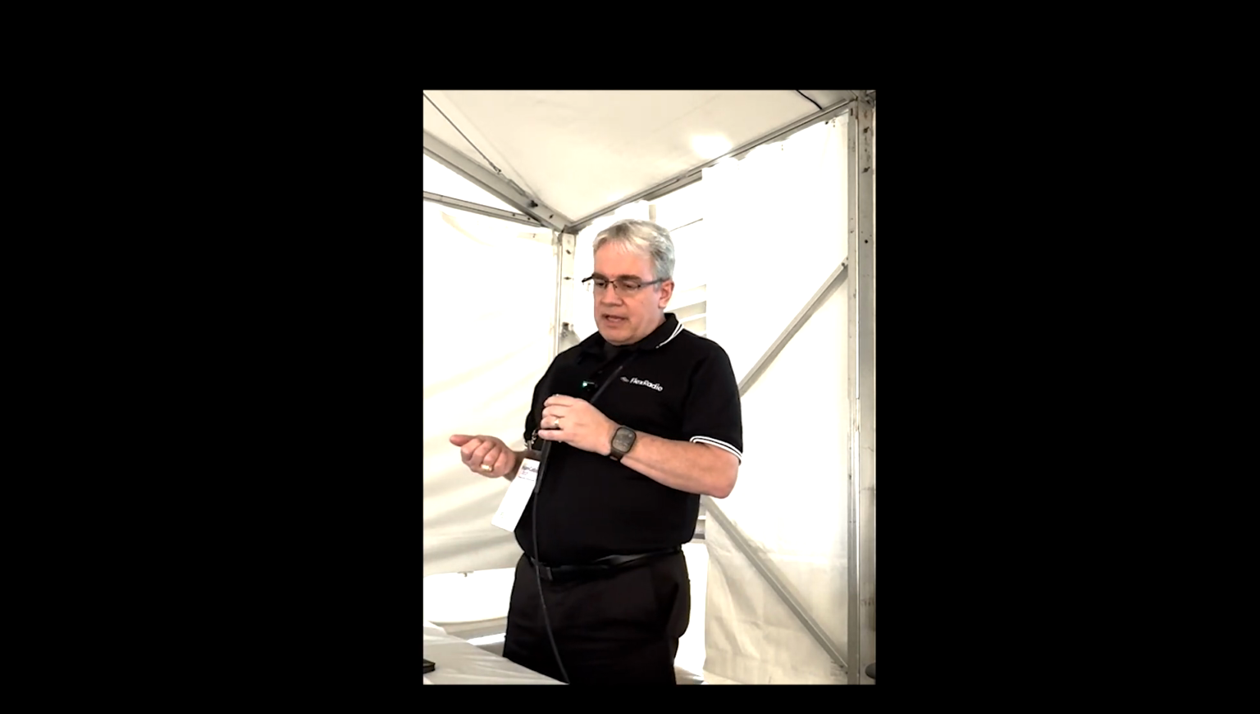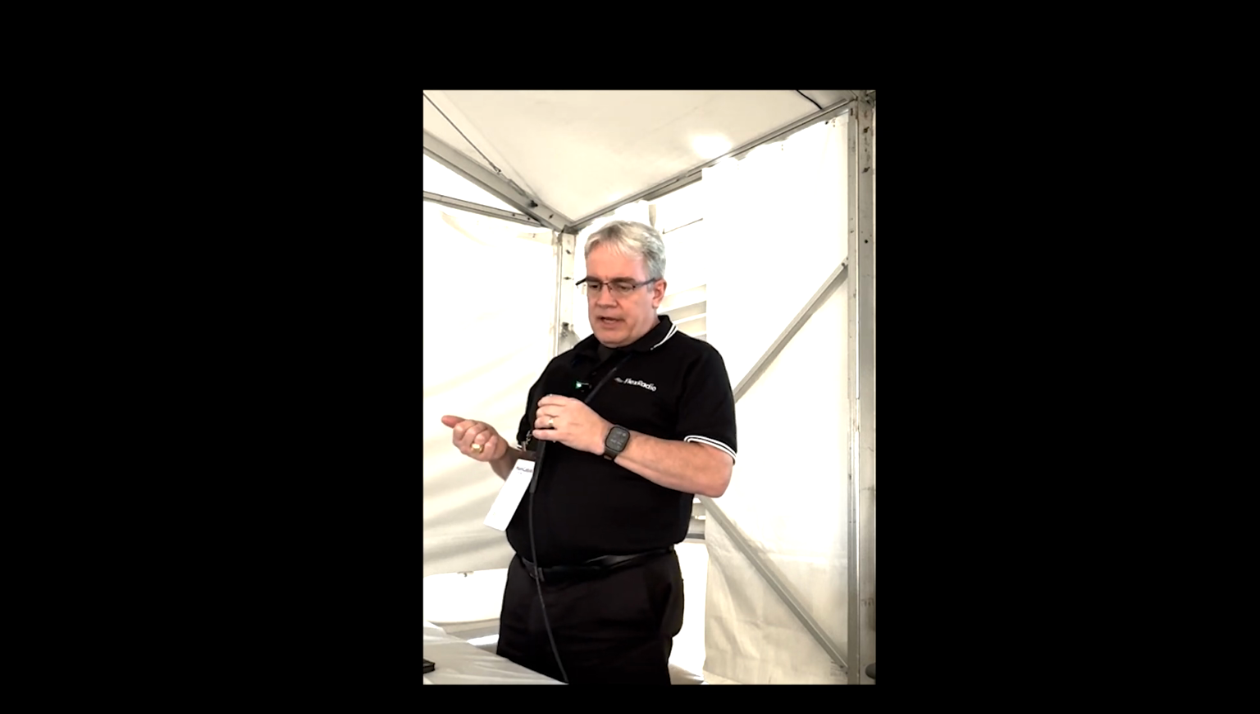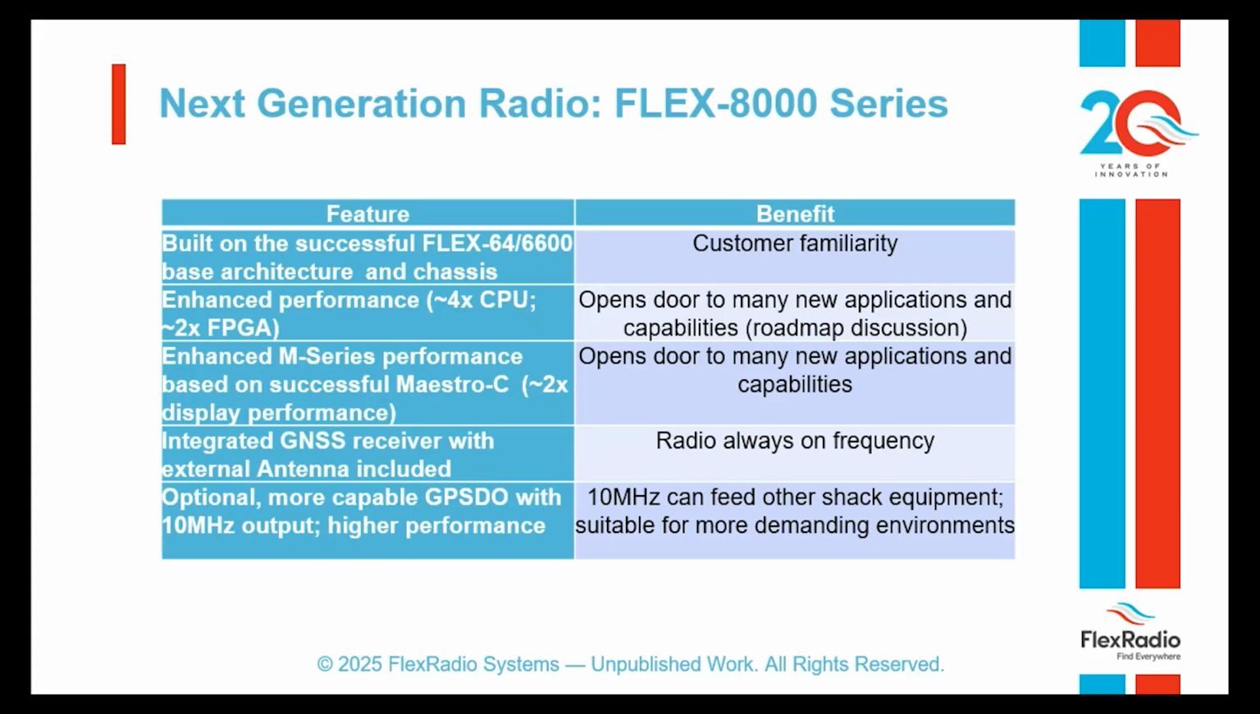So these are some of the things that we've done in the Flex 8000. We built everything on top of the existing 6000 line. So if you have a 6000, it's completely familiar. Every way that it operates is basically the same. But again, we've added the capability in it to do more things. As I mentioned, there's enhanced performance. We also, if you buy an M series, have doubled the performance of the M panel as well, so that's a nice thing. We integrated the GNSS receiver, which, as I mentioned, gives you the ability to be on frequency continually, so you don't ever have to worry about that again. We also have an optional GPSDO if you want to put it in the radio, which has a 10 megahertz output.